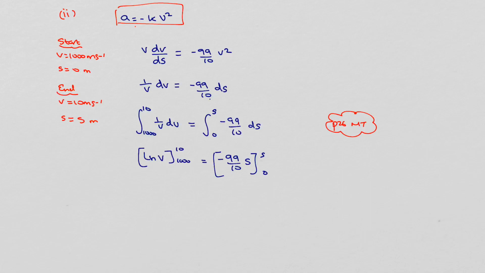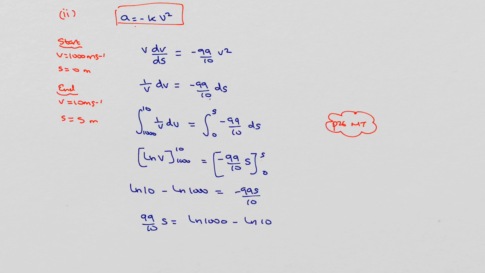Now if I sub in my values, I end up with natural log of 10 minus natural log of 1,000, upper limit minus lower limit, is equal to minus 99s over 10. And we want to get s on its own. So if I rearrange that, I'm going to multiply across by minus 1 first of all. So I have 99 over 10 s is equal to natural log of 1,000 minus natural log of 10.